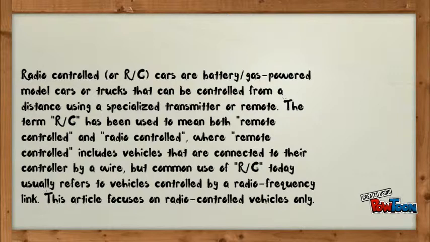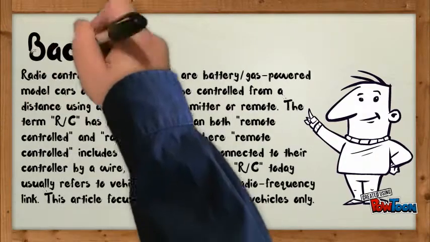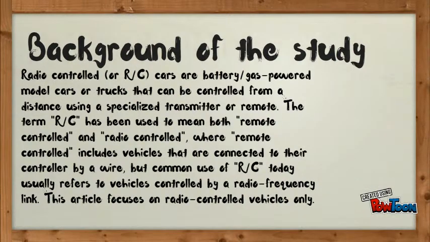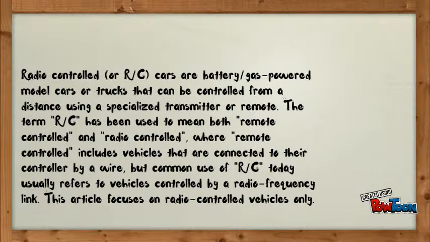Background of the study: radio-controlled or RC cars are battery and gas-powered model cars or trucks that can be controlled from a distance using a specialized transmitter or remote. The term RC has been used to mean both remote-controlled and radio-controlled, where remote-controlled includes those that are connected to and controlled by wire, but common use of RC car today usually refers to a vehicle controlled by radio frequency.